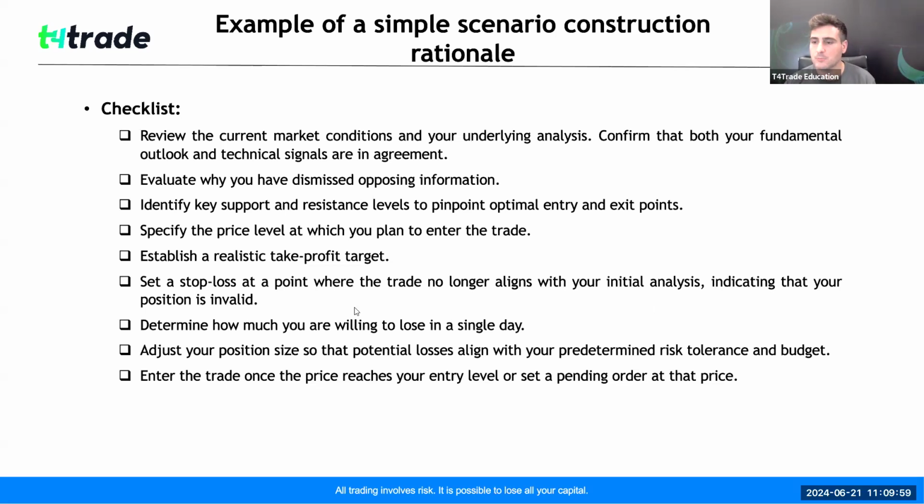Determine how much you're willing to lose in a single day. Again, risk management. Adjust your position size so that position losses align with your predetermined risk tolerance and budget. Okay. This is the risk reward ratio with money management technique. I'm willing to use 10%, and I'm willing to earn from this kind of allocation, let's just say 20%, and I'm willing to lose 7. Okay. Again, this is up to your risk tolerance.